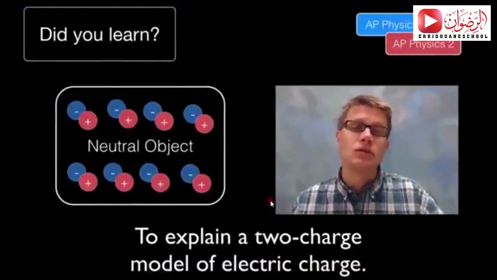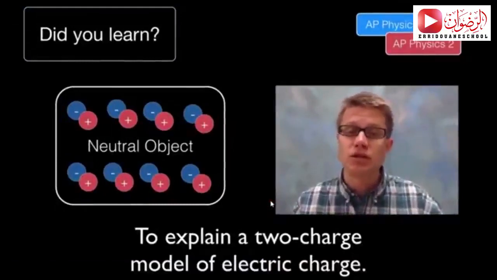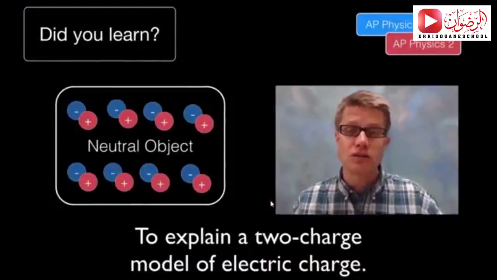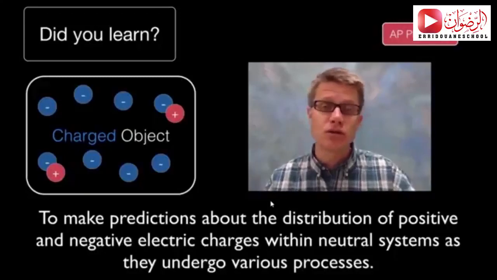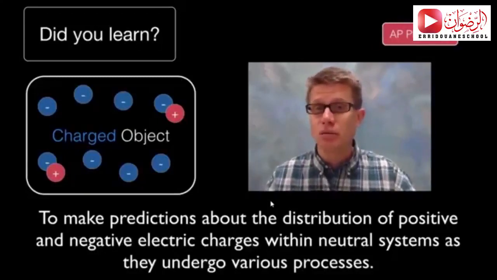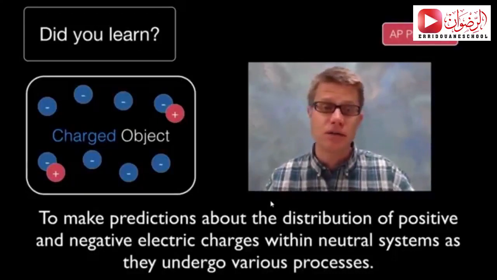Okay, did you learn the following? To explain a two-charge model of electric charge. Again, if it's a neutral object, we're going to have equal amounts of each of those two different charges. Did you learn that the distribution of those charges tells us if the object is going to be positively charged or negatively charged? You can see this would be a negatively charged object here.